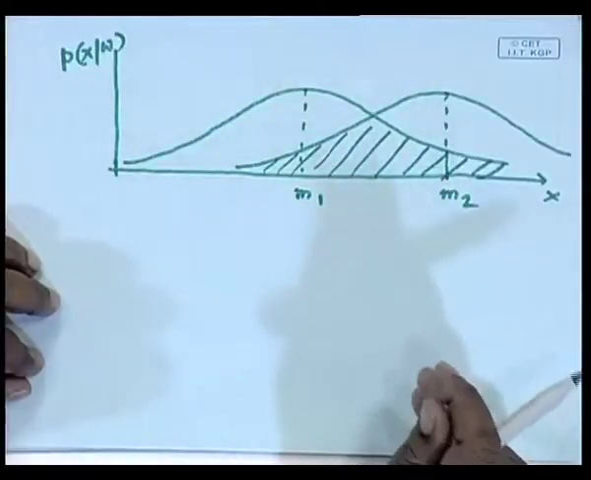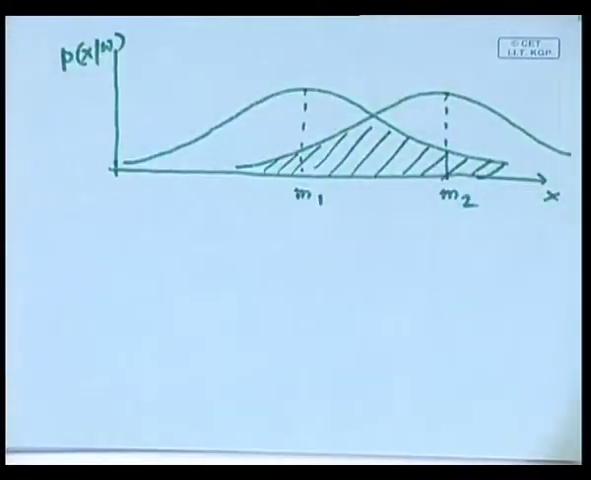Okay. So, when I have this sort of distribution, you find that I should have the difference between m 1 and m 2 to be quite large, so that the error of classification is reduced. That means, these two curves should be wide apart, right.